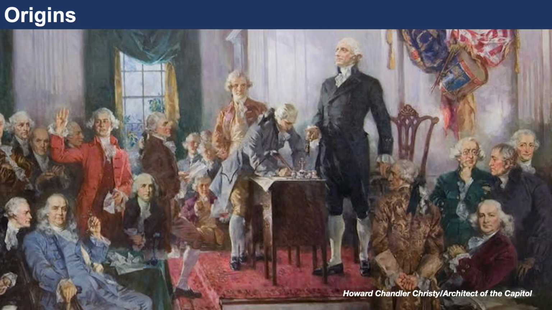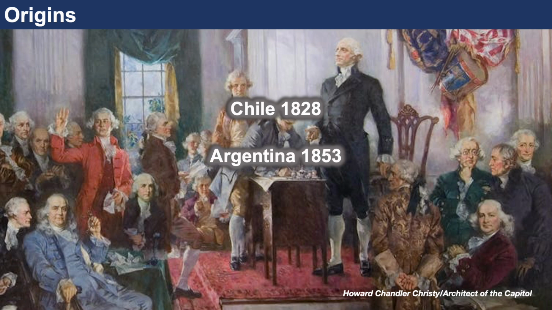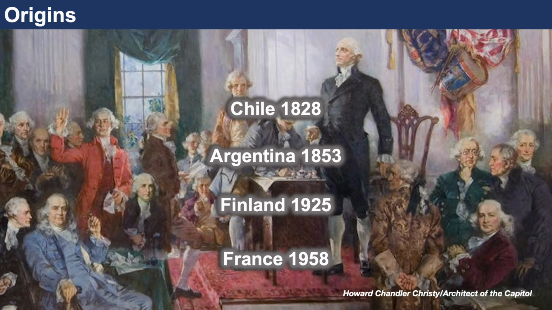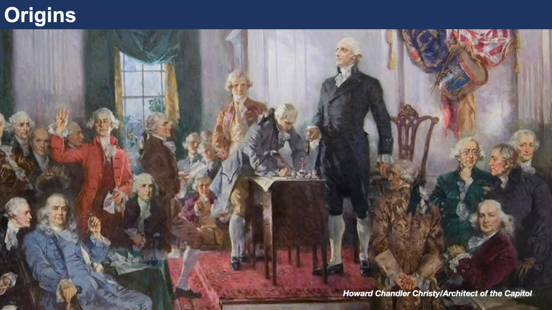So the US constitutional founders did not invent the Electoral College. They borrowed the concept from Europe, where it had been used to pick emperors for hundreds of years. When the United States adapted it, other countries followed. Chile in 1828, Argentina in 1853, Finland in 1925, and this might surprise you, France in 1958. All four of them abandoned it, didn't keep it. The United States is the only country in the Western world, in the democratic world, that has an electoral college that elects the president. So like most things in politics, the Electoral College was a compromise.